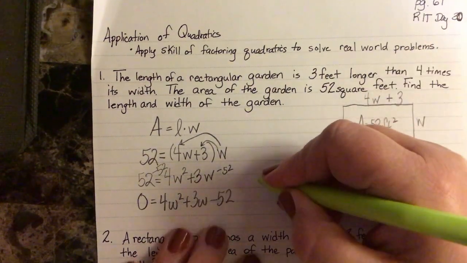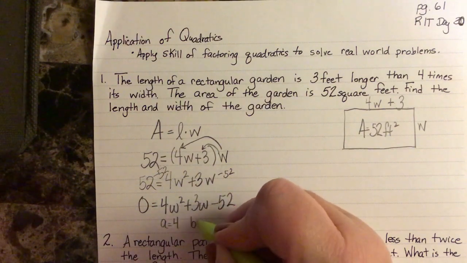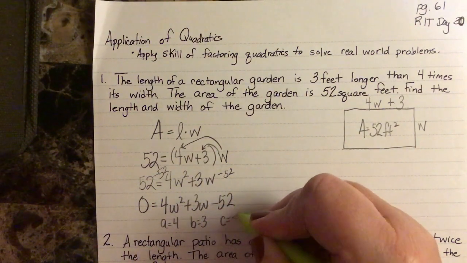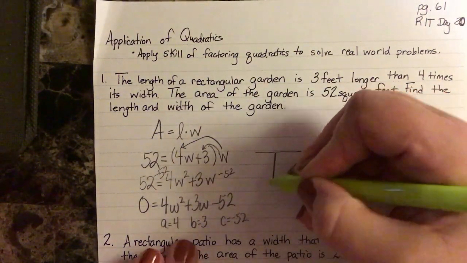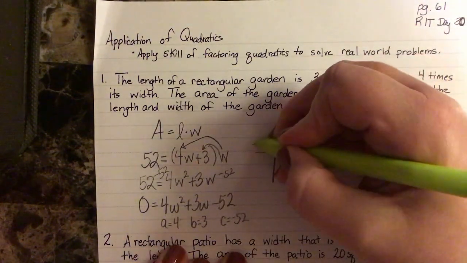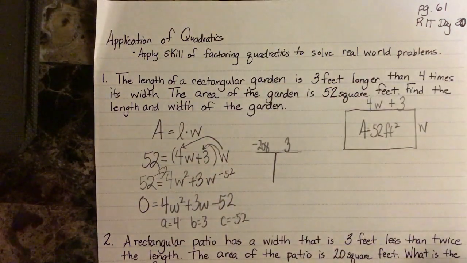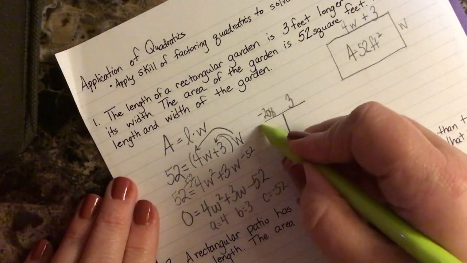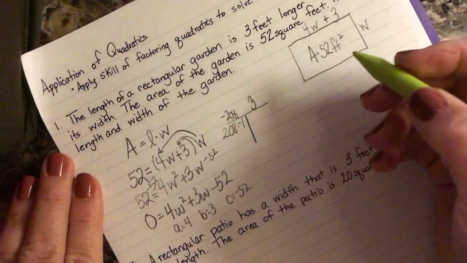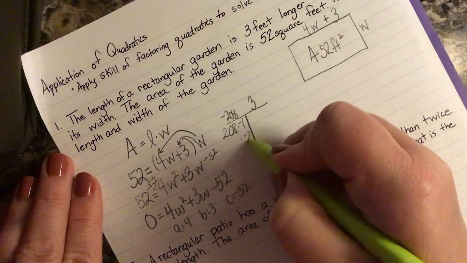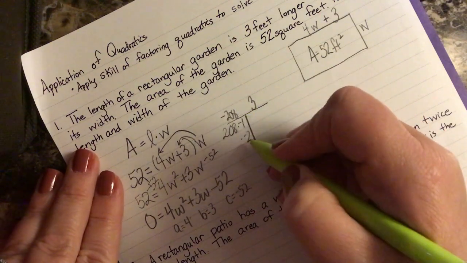So I'm going to name my A, B, and C first. A is going to be 4, B is going to be 3, and C is going to be negative 52. I need to find factors of A times C, so that's negative 208, that will give me a sum of positive 3. So I know that I want to multiply two numbers, one positive, one negative, be able to add them together and get 3.